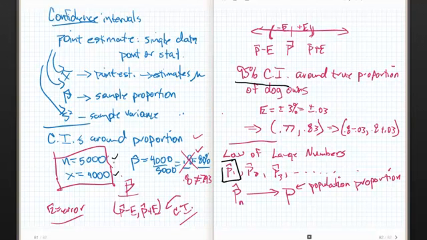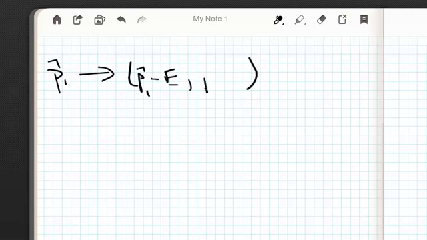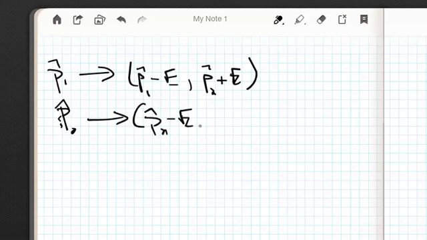If we replicated this study over and over and over again, and then we created confidence intervals over and over again, what I would get is a bunch of confidence intervals, right? So this would be the confidence interval that was created from P1 hat, minus some error, and then P1 hat plus some error. And then P2 hat minus some error, P2 hat plus some error, etc., etc. So what I'm going to end up with is a whole bunch of these confidence intervals.